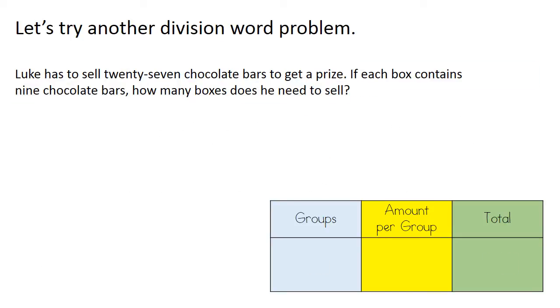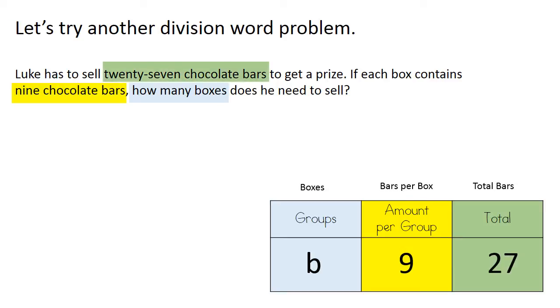Let's try another division word problem. Luke has to sell 27 chocolate bars to get a prize. If each box contains 9 chocolate bars, how many boxes does he need to sell? We have boxes as our groups, bars per box, and total amount of bars. We don't know the amount of boxes, so we're going to name that B. We have 9 bars per box, and we have 27 total bars.